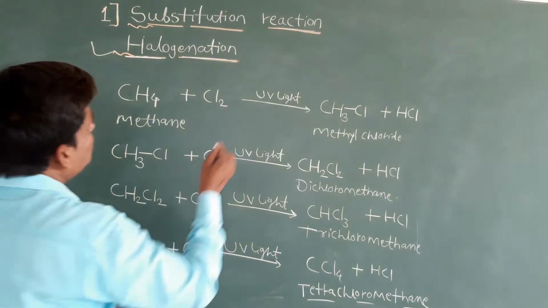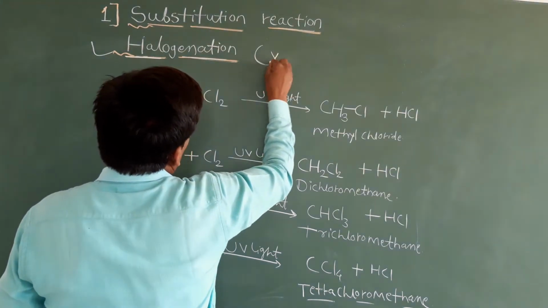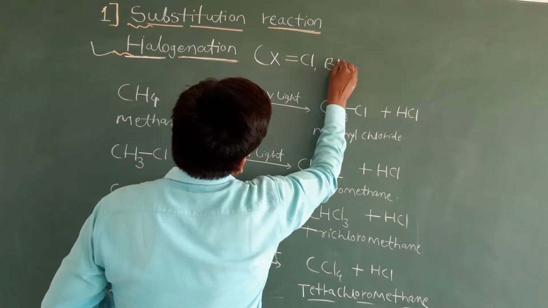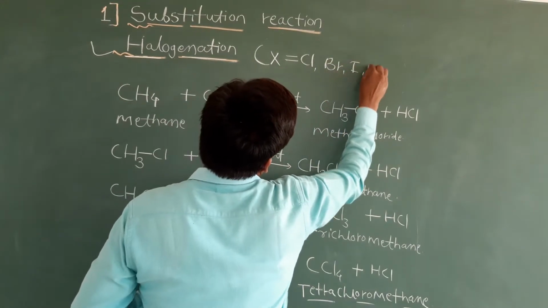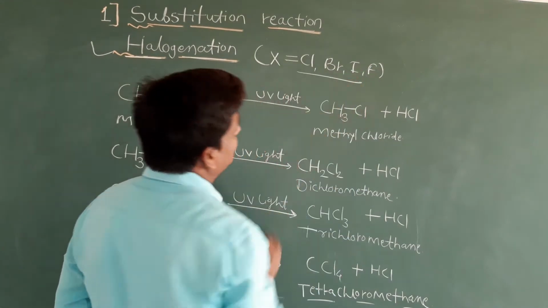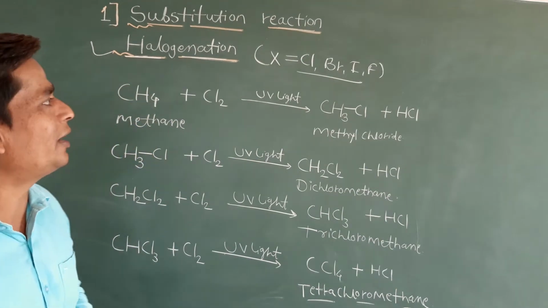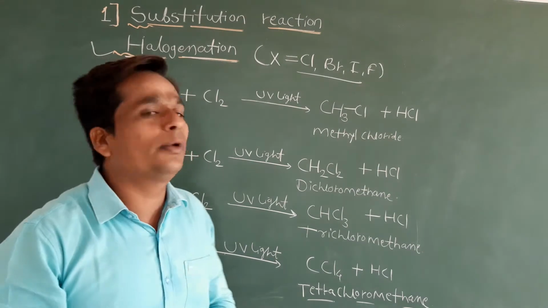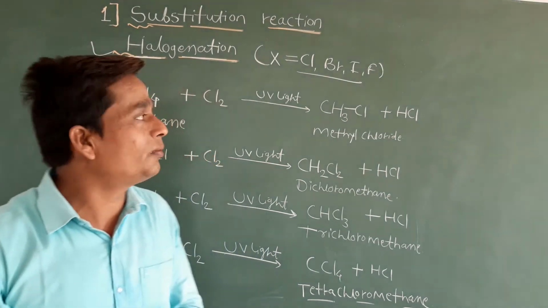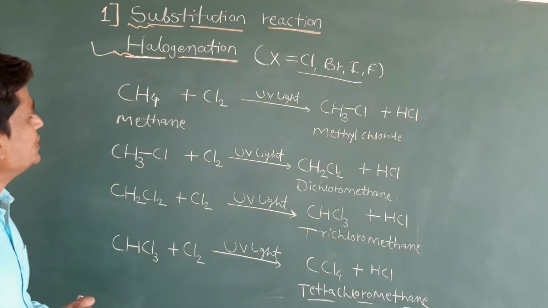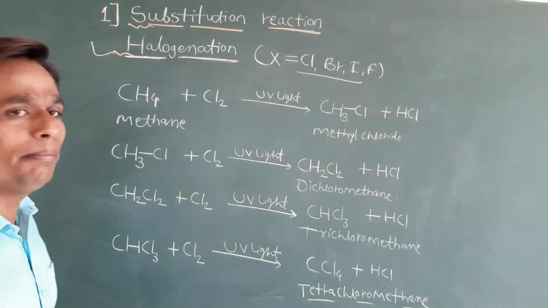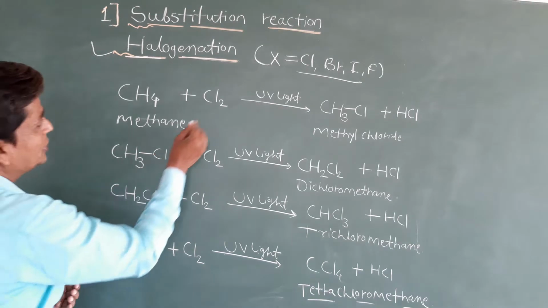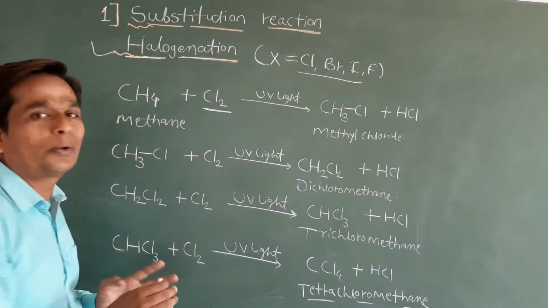Okay students? Halogen we can always represent by capital X. Which halogens are there? Chlorine, bromine, iodine and fluorine. Mostly we use three halogens: chlorine, bromine and iodine. Fluorine we use only in very rare cases because it is very toxic. Just see, here I am taking the example of methane. In this halogenation reaction I am using chlorine, Cl2, which means it is a chlorination reaction.